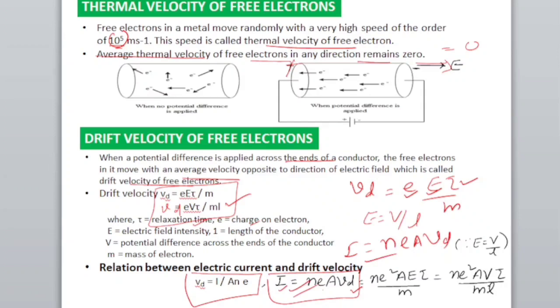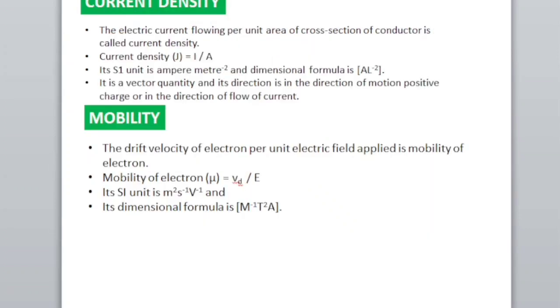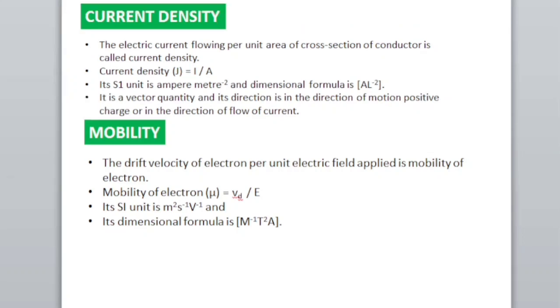After this, the next topic is current density. What do you mean by current density? You know current is a scalar quantity, so to show its direction, this current density term is used. Electric current flowing per unit area of cross section of a conductor is called current density. It is represented by J, and J is equal to I by A. Its SI unit: current is in ampere, area is in meter square, so ampere per meter square, and the dimension formula is A L to the power minus 2.